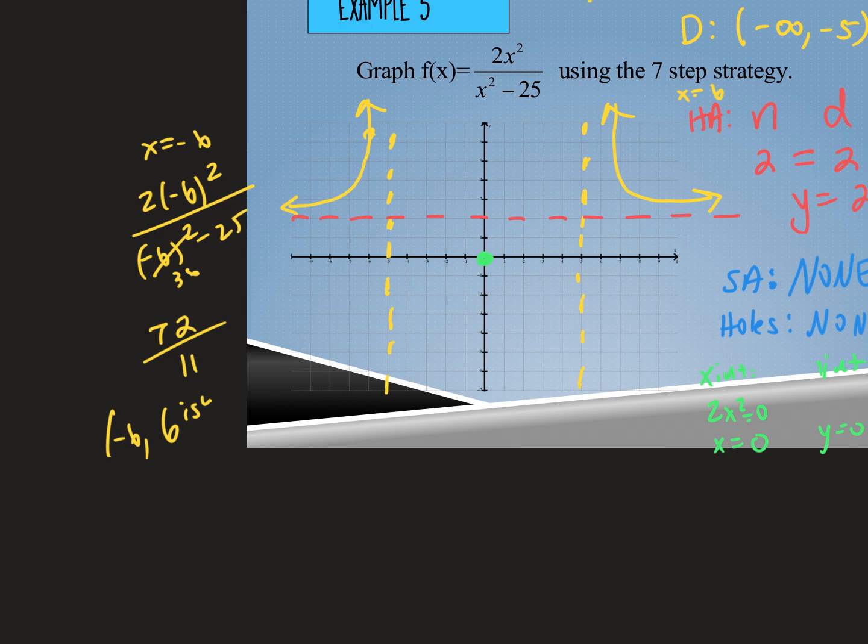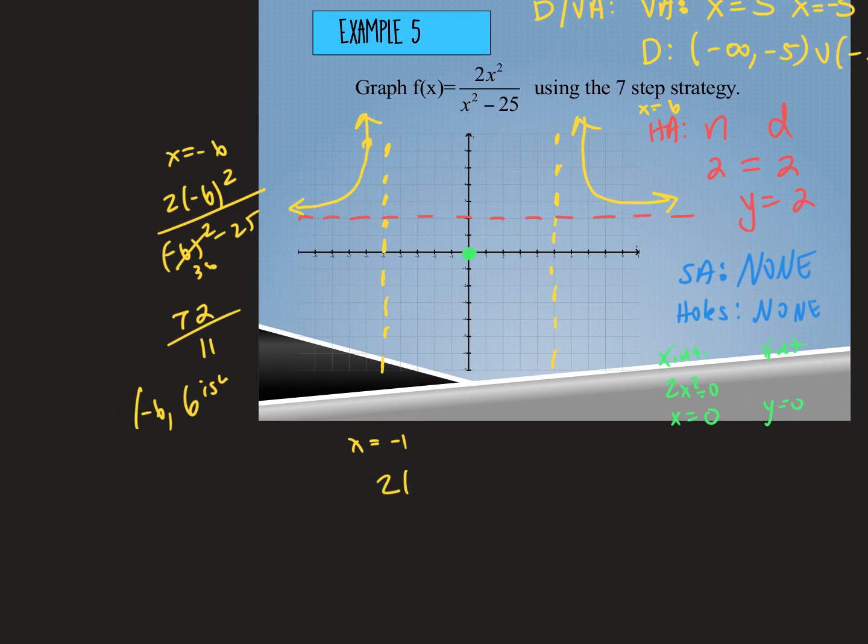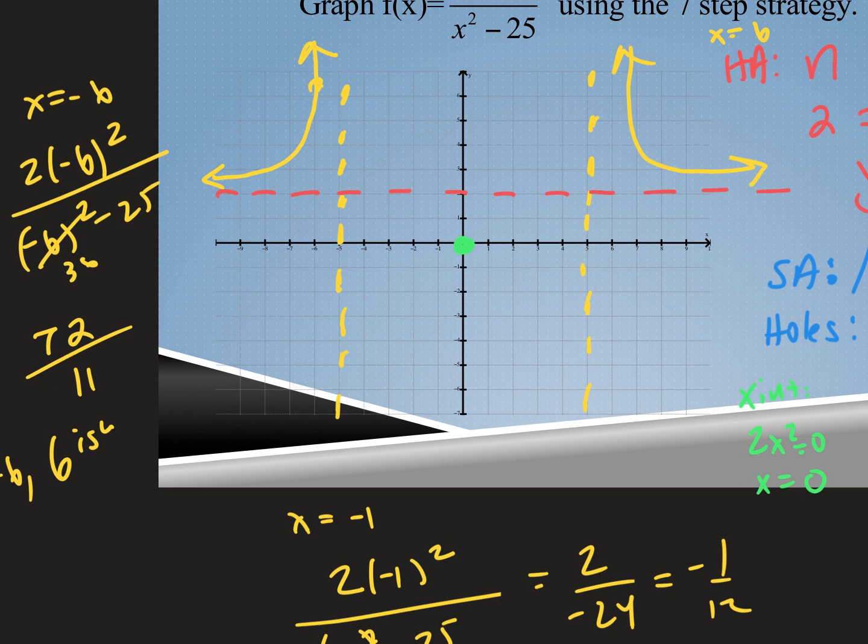-1, okay? So when I plug in x equals -1, well, I have 2 times -1 squared over -1 squared minus 25. What's 2 times -1 squared? 2. And then what's 1 minus 25? -24, so that gives me -1/12. Okay, so think about this, guys. Where is -1/12? Is it above the x-axis or below it? It's a little bit below, okay?